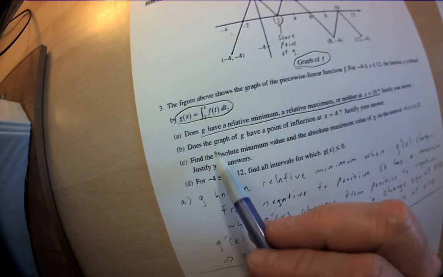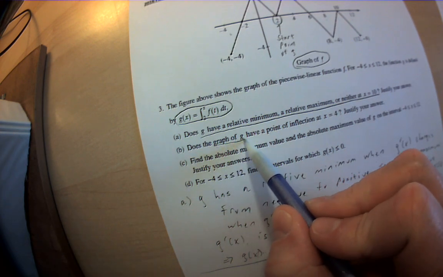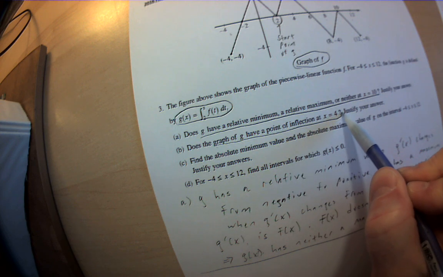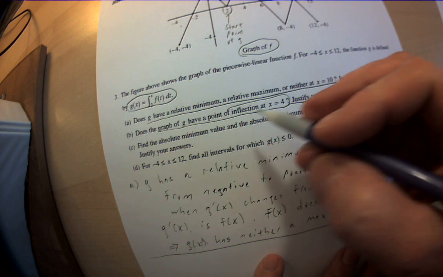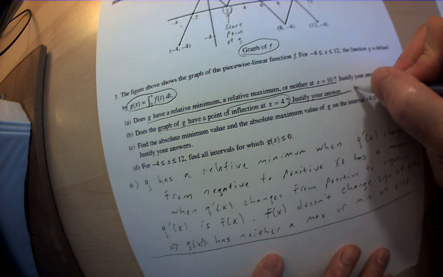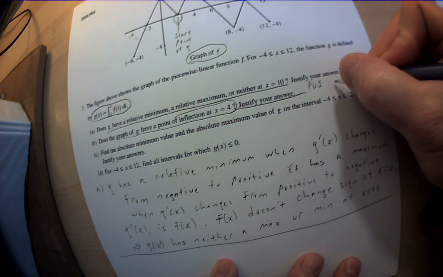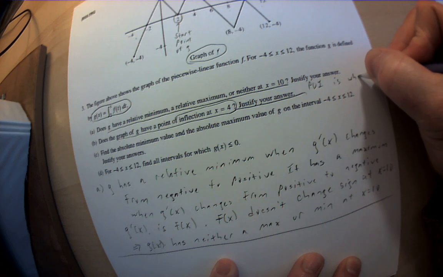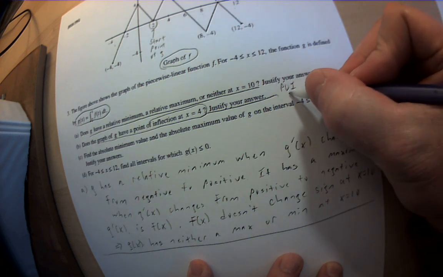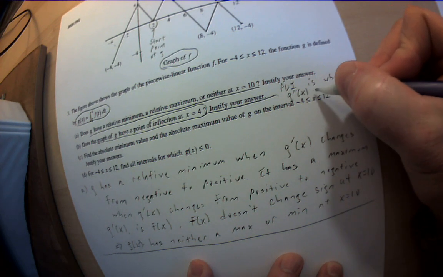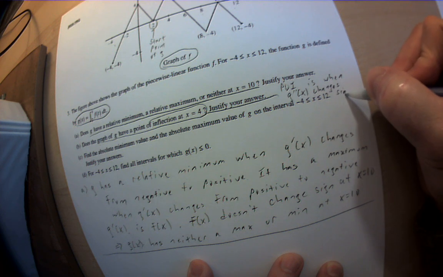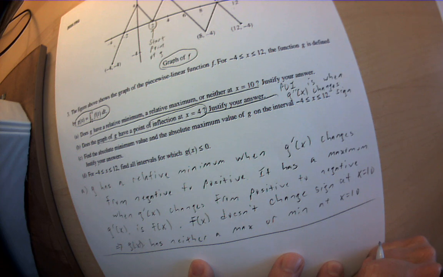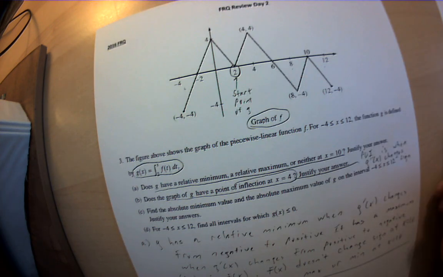Okay, B. Does the graph of g have a point of inflection at x equals 4? Justify your answer. Okay, so when I look at that, a point of inflection is when g double prime of x changes sign. So that's what I've got to use. I don't have a graph of g double prime.